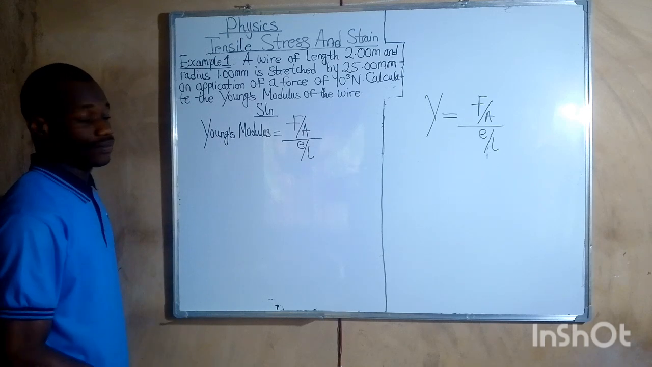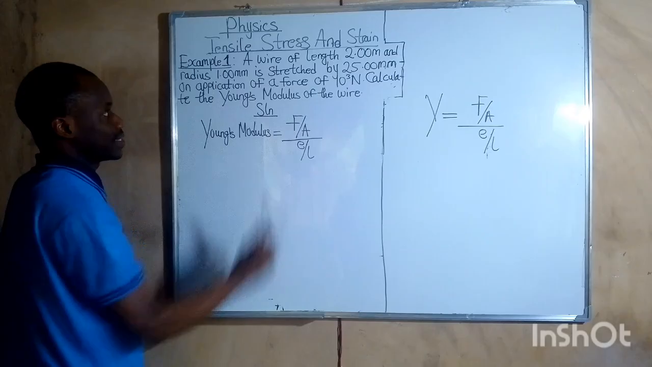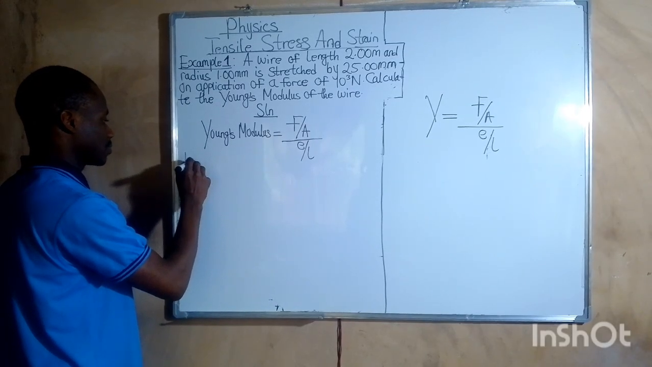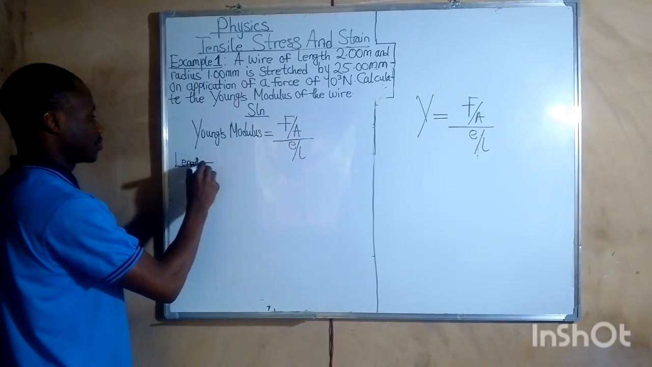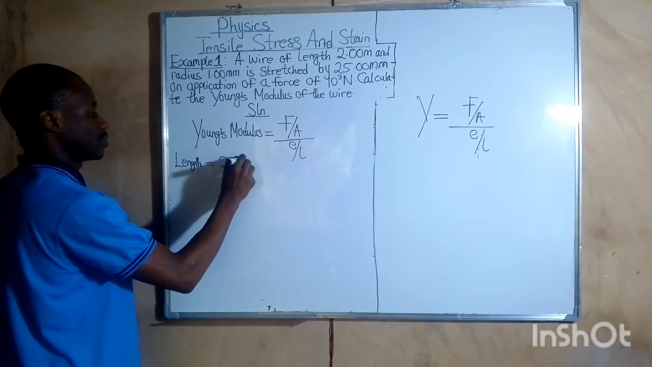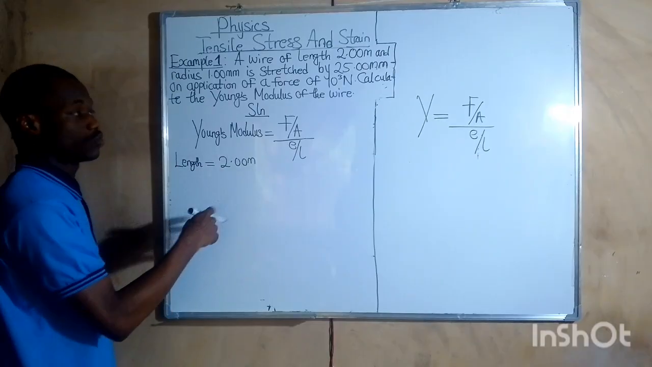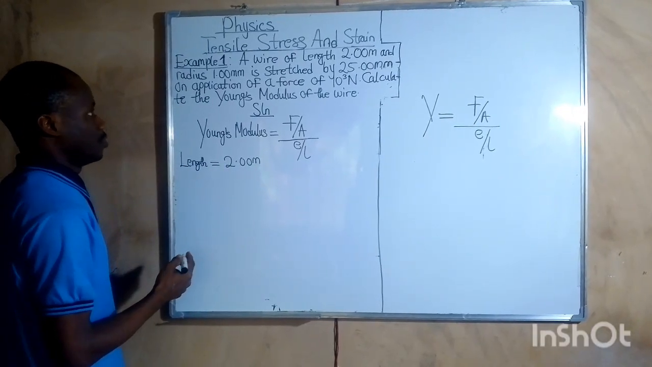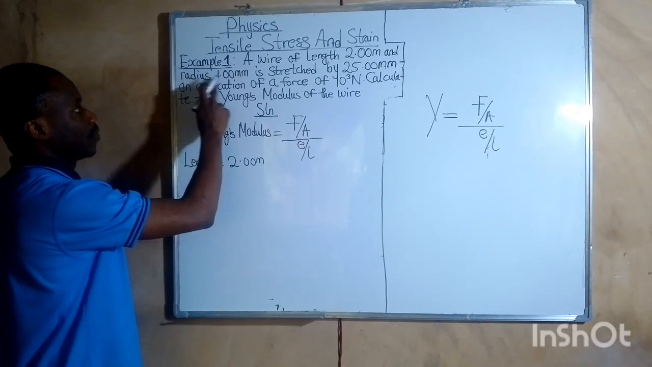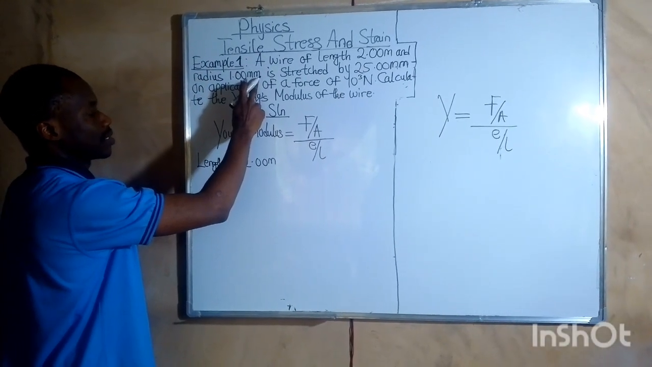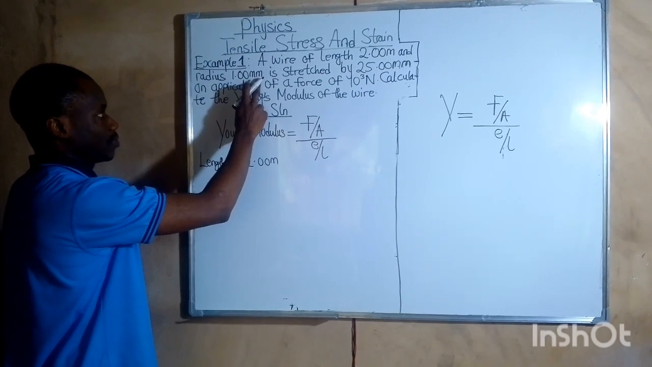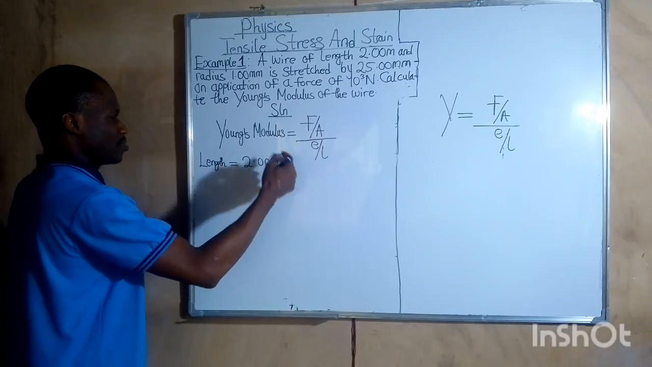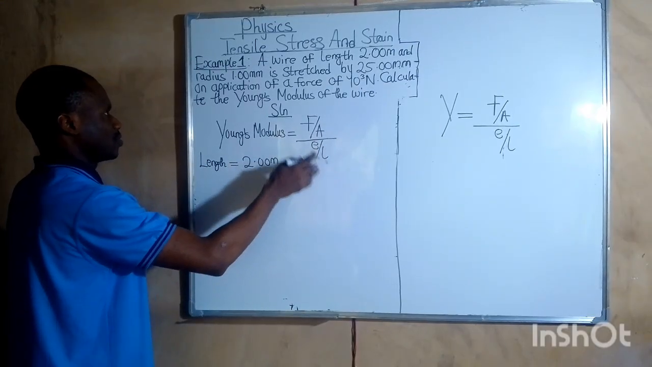First of all, we have a wire of length 2.00 meter. So length is 2.00 meter. You can as well write 2 meter because the zeros are of no use. And the radius is 1.0 millimeter. But you ask yourself, was radius in our formula? Radius was not entirely in our formula.